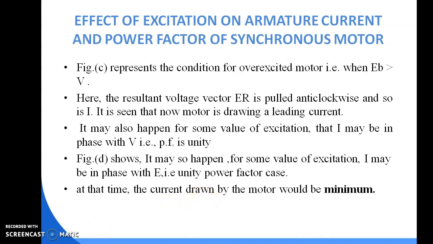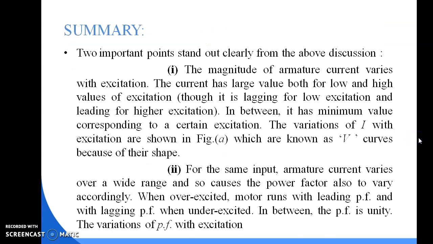At that time, the current drawn by the motor would be minimum. So, we can put 2 points as summary. 2 important points stand out clearly from the above discussion. The magnitude of armature current varies with excitation, obviously. The current has large value both at low and high valued excitation. So, it is lagging for low excitation and leading for high excitation. In between, it has minimum value corresponding to a certain excitation.